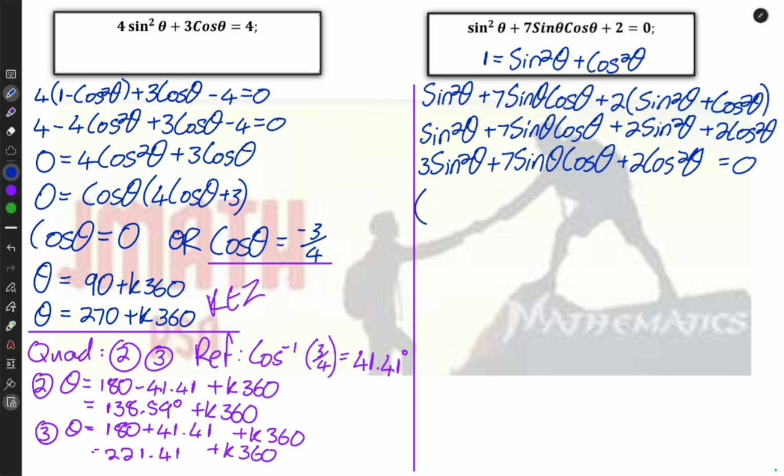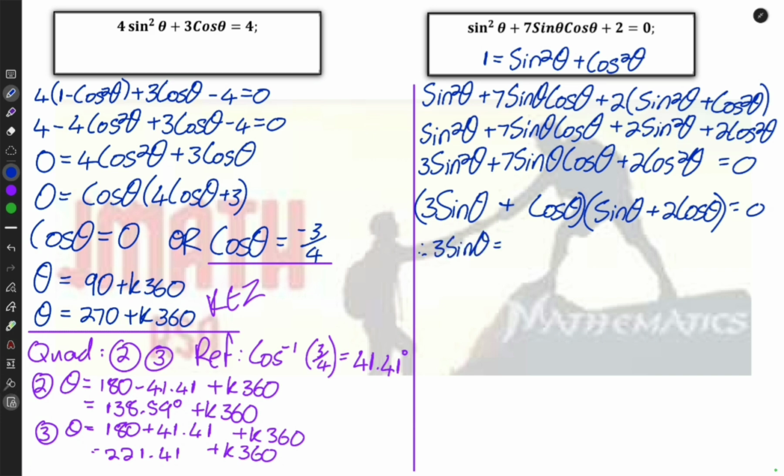So like I just saw, this will be 3 sine theta. I need to multiply that just by sine theta. And then this would be 2 cos theta, and this would just be cos theta. Everything, luckily, is just plus. Now, I have a trinomial. Now I can just say each bracket is equal to 0. So therefore, 3 sine theta will be equal to minus cos theta. And on the other side, sine theta is equal to minus 2 cos theta.